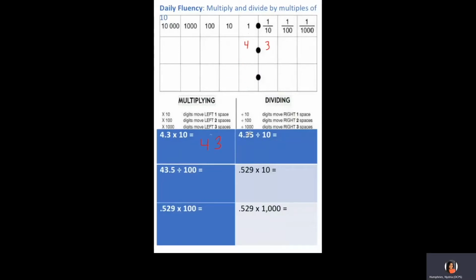So in our next problem, we're not multiplying. We are dividing 4 and 35 hundredths. So all I got to do is place my 5 in the hundredths place. We're dividing by 10. So if we're dividing by 10, all of the digits are going to move to the right one space. So the 5 is going to move here. The 3 is going to move here. And the 4 is going to move here. So our answer would be 435 thousandths.